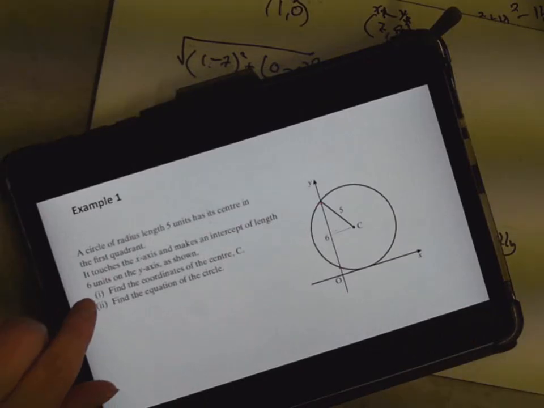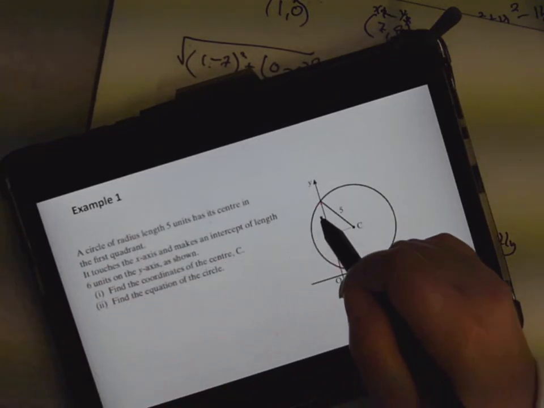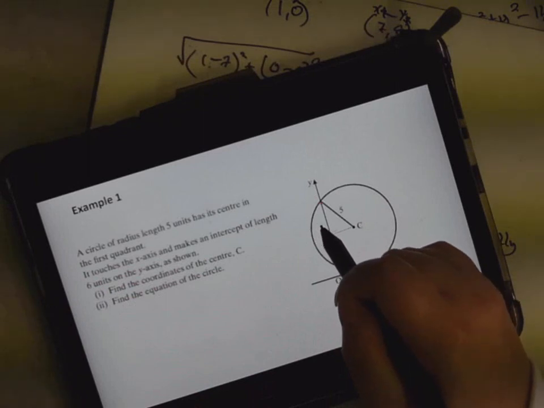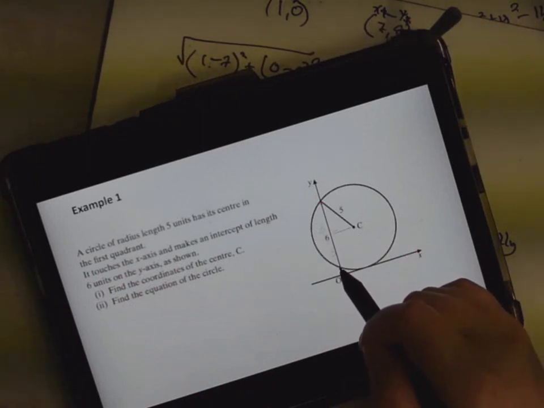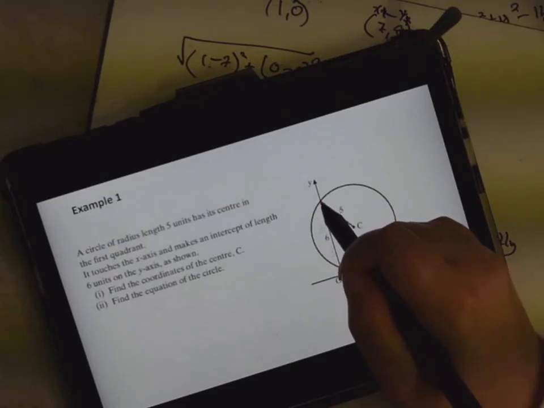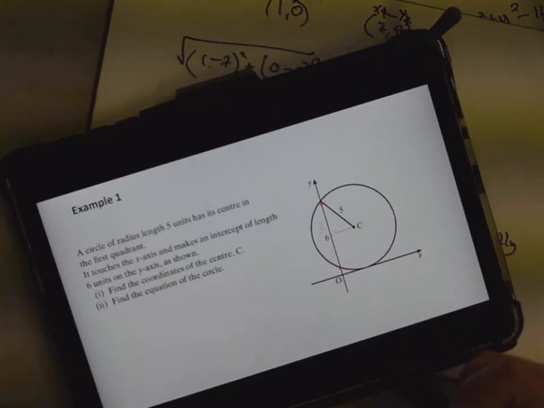Yes, it makes an intercept of, yes, the length of the chord is 6. So that means there's 3 here and 3 here. From the 2 red dots, it measures 6, they tell me. It touches the x-axis and makes an intercept of length 6 units on the y-axis. Is that alright?